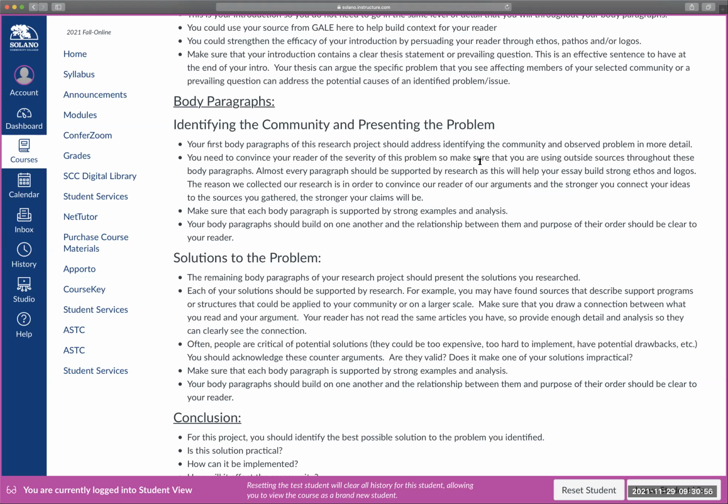So make sure that you're showing the reader the connection between what you've read and what your argument is, and make sure that you're drawing that analysis to explain, here's why this is valuable, here's why this is an important solution, or here's how this could impact the community. I would say even if it's something that's going on outside the country, if there's an interesting way that they're dealing with homelessness in Italy or in Mexico, totally use that. That can still work really well for your argument.